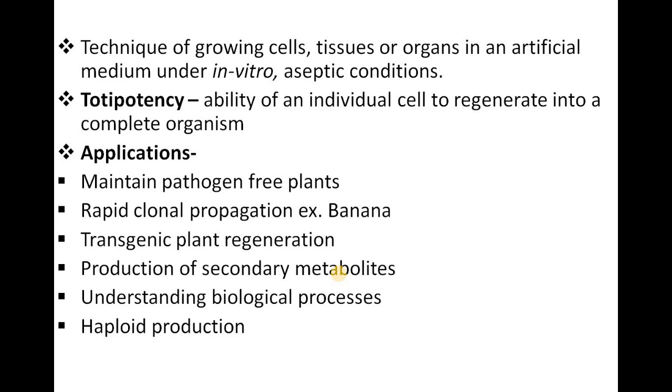The major applications of plant tissue culture include maintenance and production of pathogen-free plants, then rapid clonal propagation of plants like banana, teak, grape, and many others, production of transgenic plants with desirable characters like insect resistance and disease resistance, large scale production of secondary metabolites, the basic understanding of biological processes or metabolic pathways that happen within the plant tissues, and production of haploids for further selection.